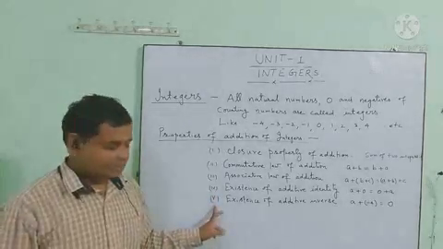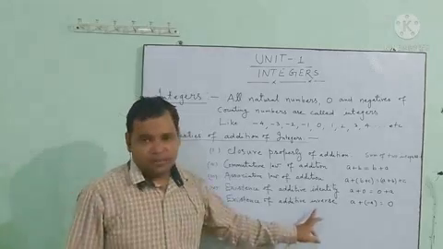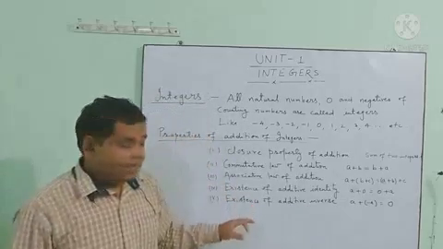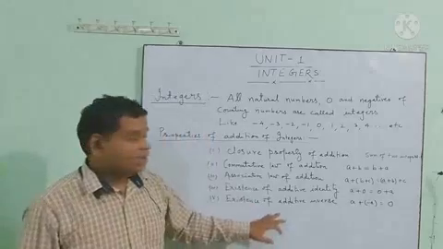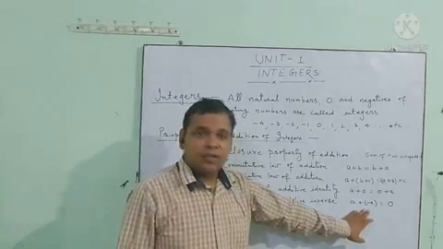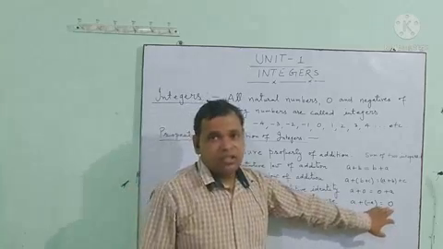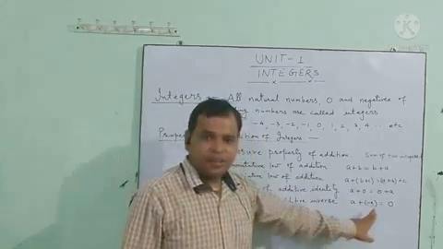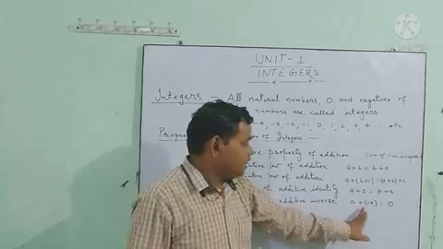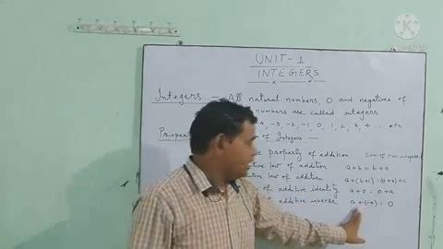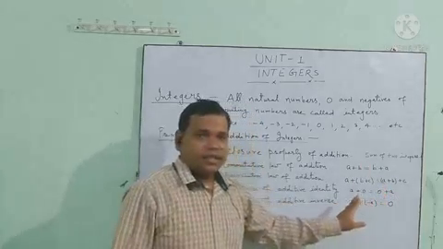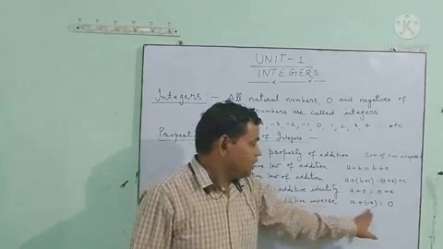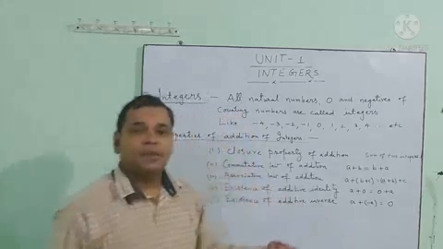Now come to fifth, existence of additive inverse. What is this? Existence of additive inverse. When we add two same integers, one positive and one negative, we will get 0. Suppose a is a positive integer and the other is a negative integer. When we add a and minus a, a plus in bracket minus a, when we remove the bracket, a minus a, a minus a is equal to 0.